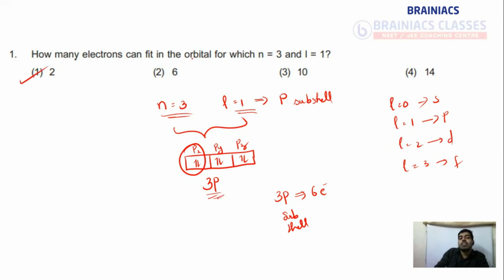So how many electrons can fit in the orbital for n equal to 3, l equal to 1? Each orbital has 2 electrons. I think it's clear.